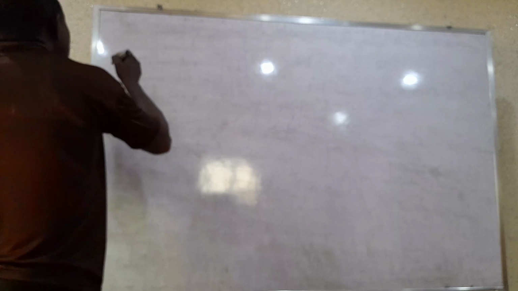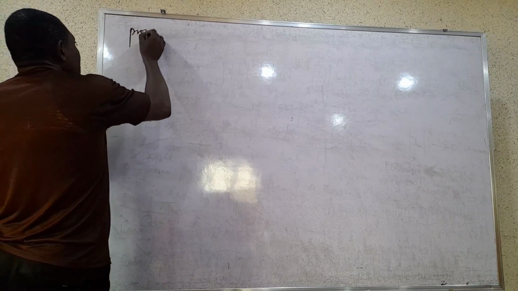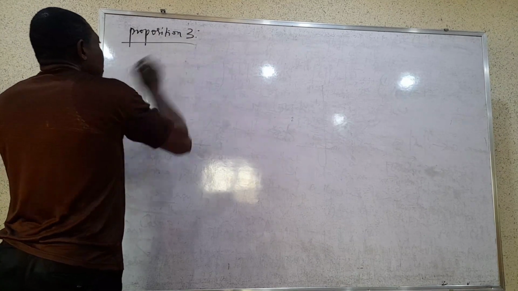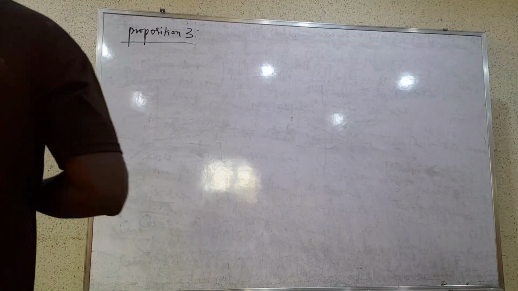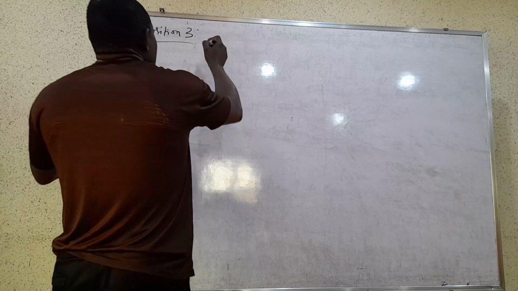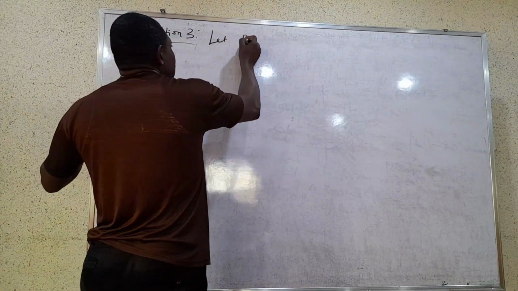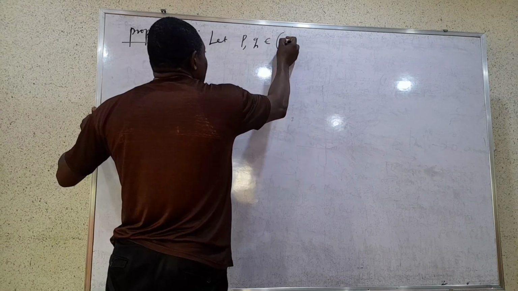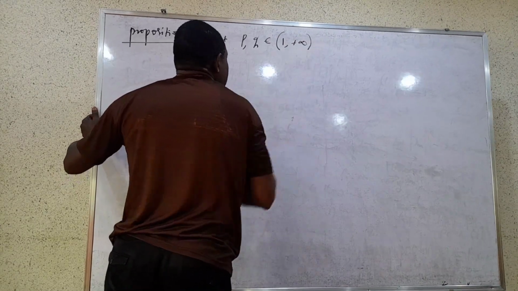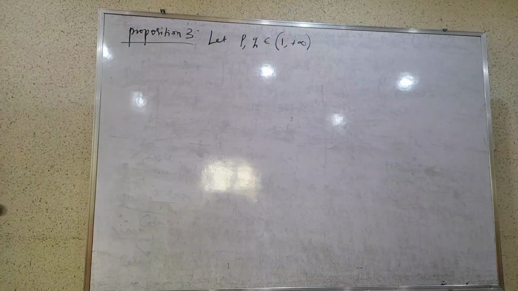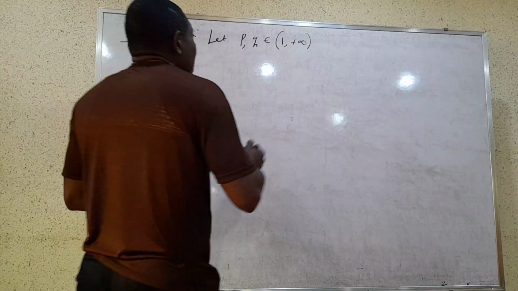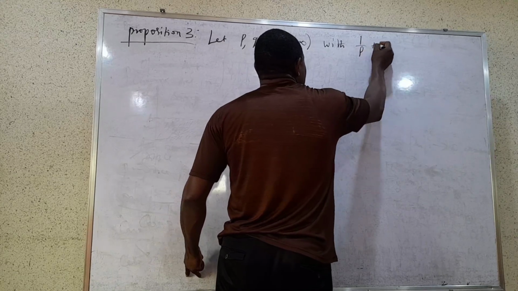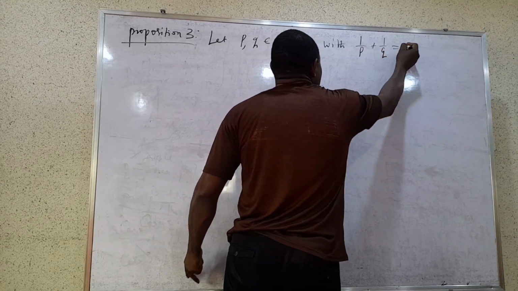Let us look at the proposition. Proposition 3. Here we'll let p, q be in (1, infinity), with 1 over p plus 1 over q equal to 1.